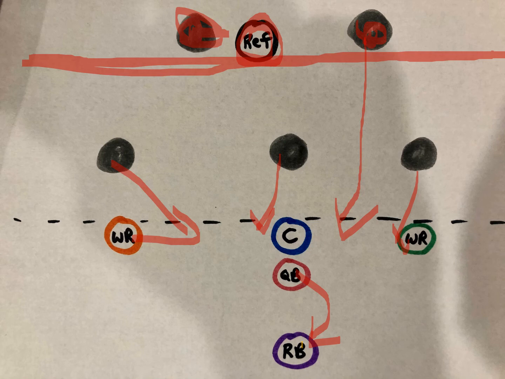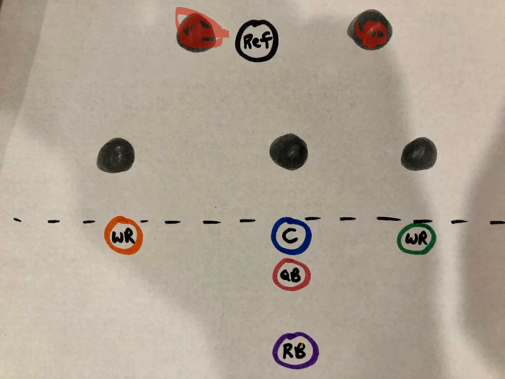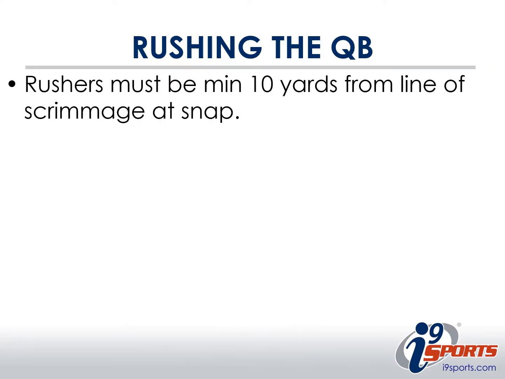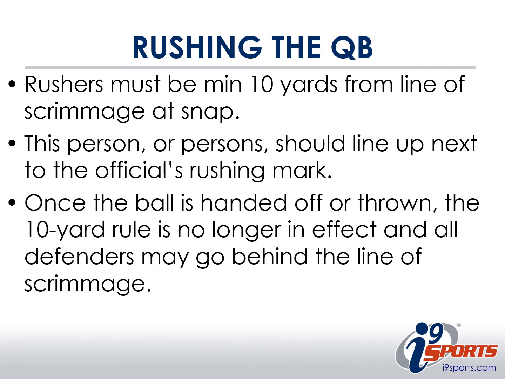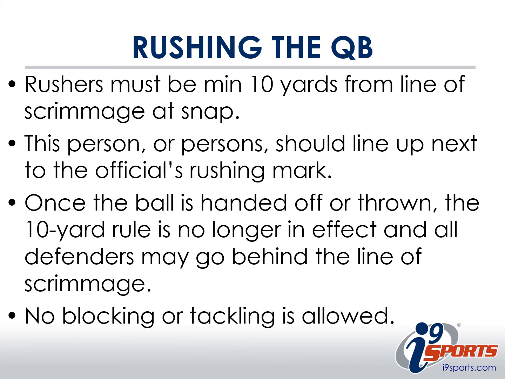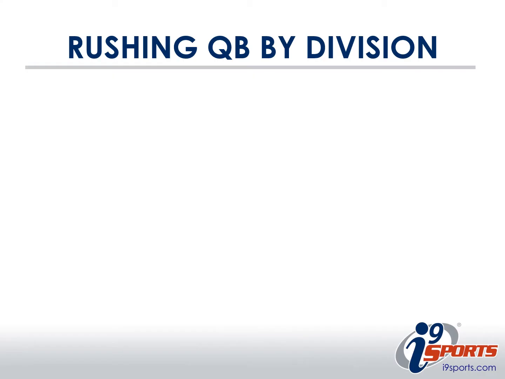When it comes to the major difference with the divisions, it is this rushing rule. So for the peewee divisions, there is no rushing beyond the line of scrimmage. They must wait for the runner to pass. Okay, so I'll go over that in just a minute. So again, rushers must be a minimum of 10 yards behind. And once the ball is handed off or thrown, the 10-yard rule is no longer in effect.